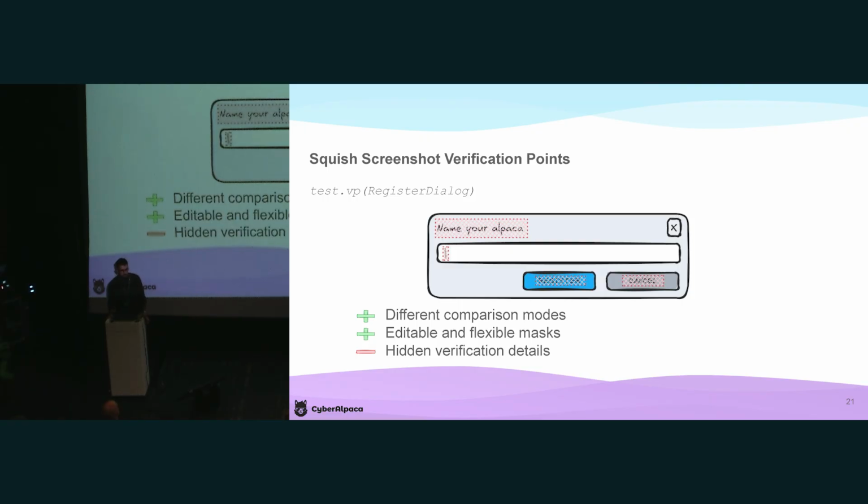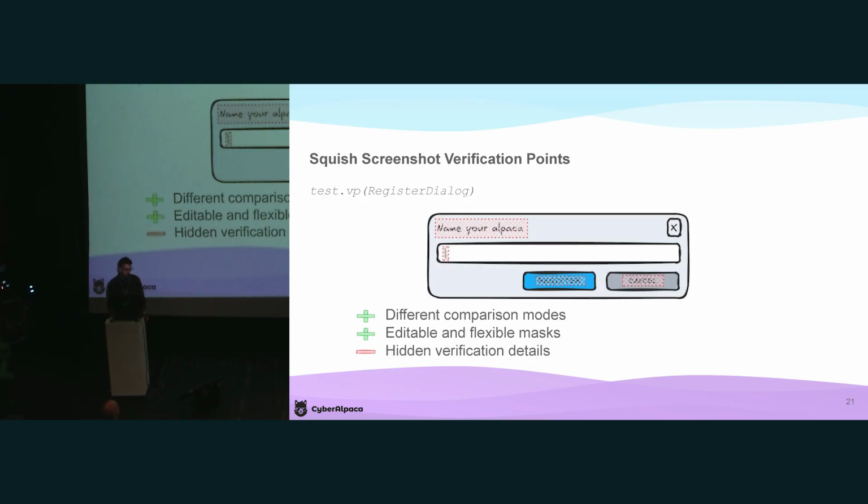Our screenshot verification points are basically XML files that store information about the image that we expect, the comparison mode that we want to use, and the masks that we applied to our verification. So instead of editing the screenshot that we took, we can just draw a rectangle around the areas we want to exclude from the verification. These masks are flexible. We can resize them, add them, remove them, move them around.